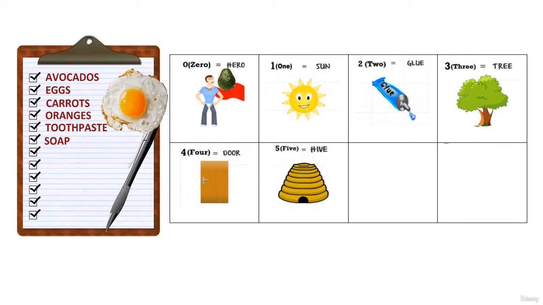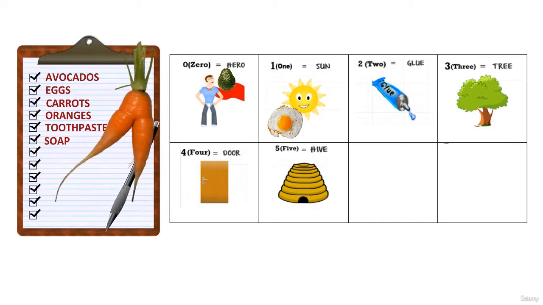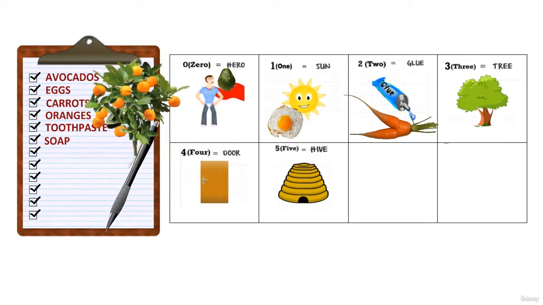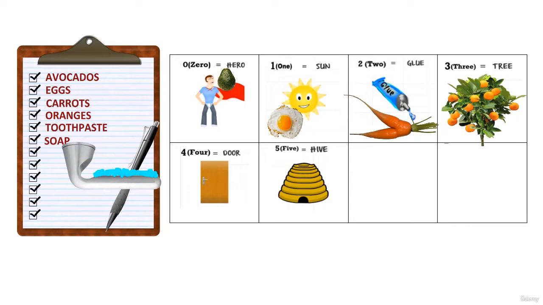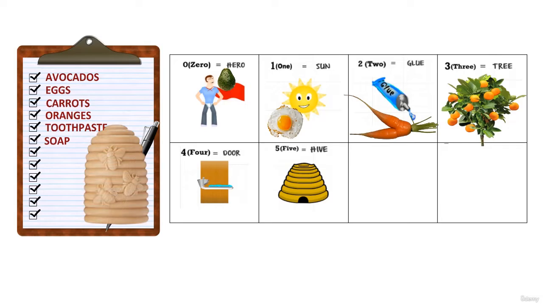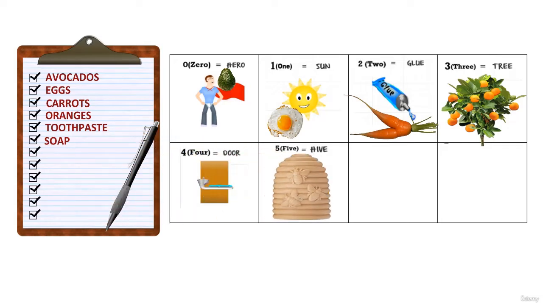1. Sun and eggs. Imagine yourself frying an egg using only the heat of the sun. 2. Glue and carrots. Think of 2 glued carrots. 3. Tree and orange. Imagine an orange tree full of fruits. 4. Door with toothpaste. Think of the toothpaste on the door handle prank. 5. Hive and soap. Imagine a hive-shaped soap. When you are in the supermarket, you will be able to easily remember your products because these images are hard to forget by your brain.